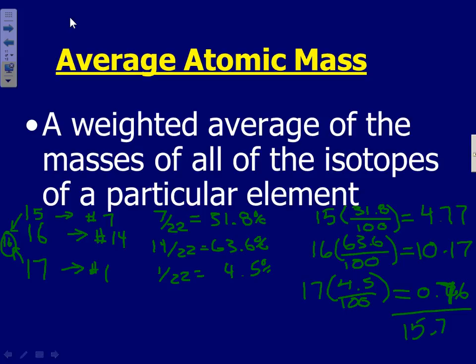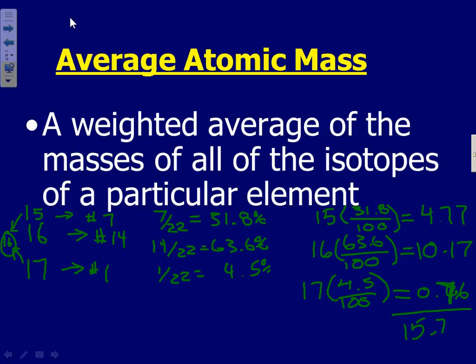Why is the weighted average less than 16? That's the average age, by the way, in the class: 15.7. Why is the weighted average, this number, less than just the average of the numbers? The answer is right there in front of you. Why is that the case? Any ideas?